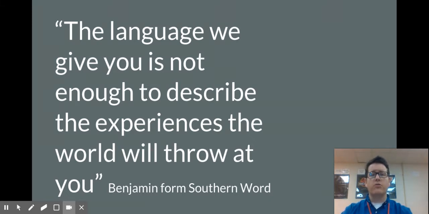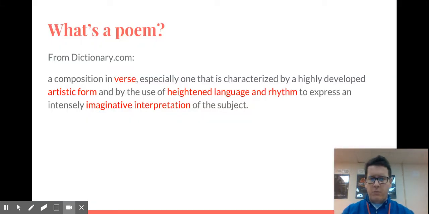So basically, poetry is a way that we can use language, the same language we use to talk to our friends and describe a lot of other stuff, to express feelings and ideas that are really hard to pin down. Or we can take commonplace everyday ideas and describe them in ways that are unique and individual and special. So let's take a look at some of the tools that poets use to complete this objective. First, when we talk about our definition here, I do want to focus on these elements of poetry: verse, artistic form, heightened language and rhythm, and imaginative interpretation.